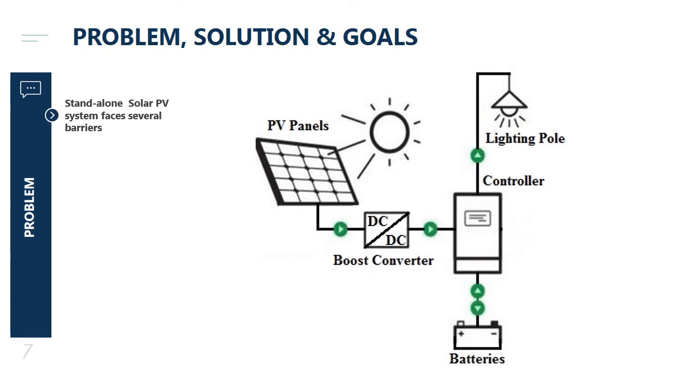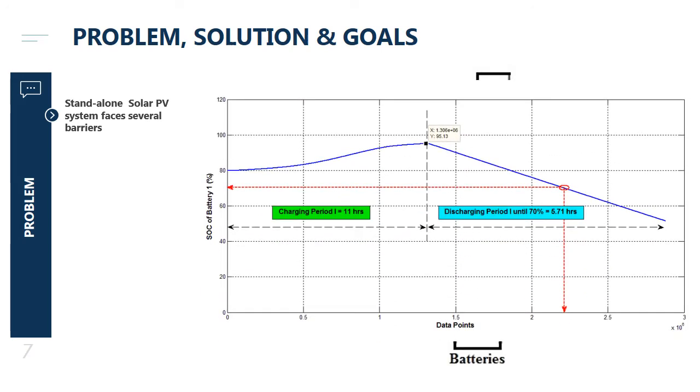In a previous publication presented at IREC 2019, we studied this kind of system for street lighting application and we obtained this result appearing here. This result reveals that the battery's charging time is large and the gain in state of charge is small.